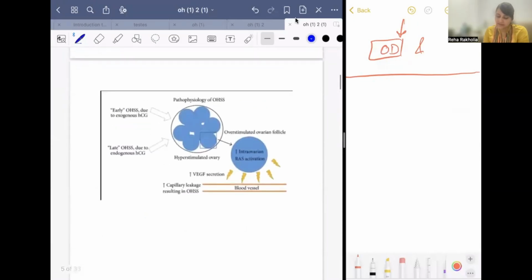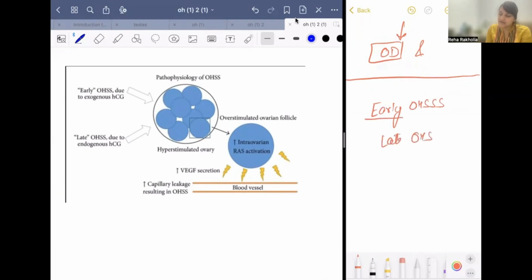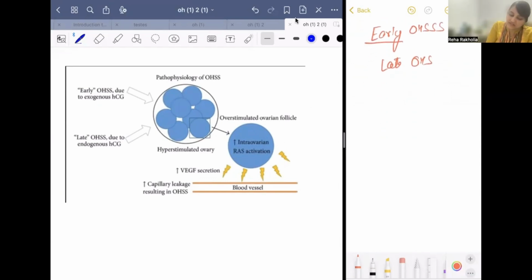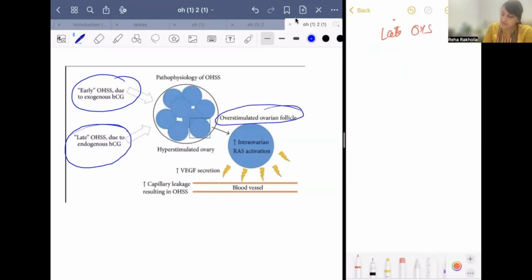Now, we'll talk about this diagram. There are two types of OHSS. One is early OHSS and another one is late OHSS. Early OHSS occurs due to exogenous HCG, the HCG injection used in fertility treatment, which we have given from outside. Late OHSS is caused by endogenous HCG, that is HCG produced naturally by the body, often after pregnancy occurs. Both types lead to hyperstimulation of the ovary.